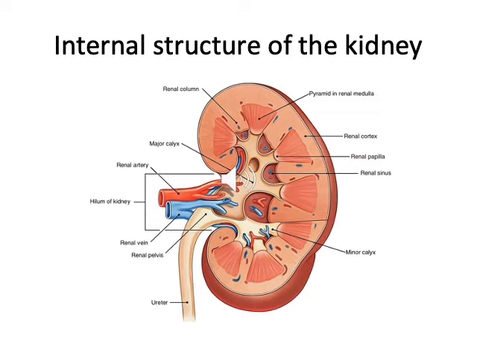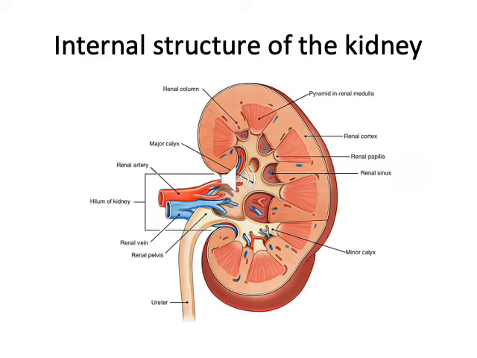Internally, kidneys have a unique structure. The renal parenchyma can be divided into two main areas, the outer cortex and inner medulla. The cortex extends into the medulla, dividing it into triangular shaped areas. These are called renal pyramids. The apex of the renal pyramid is called the renal papilla. Each renal papilla is associated with a structure known as the minor calyx.